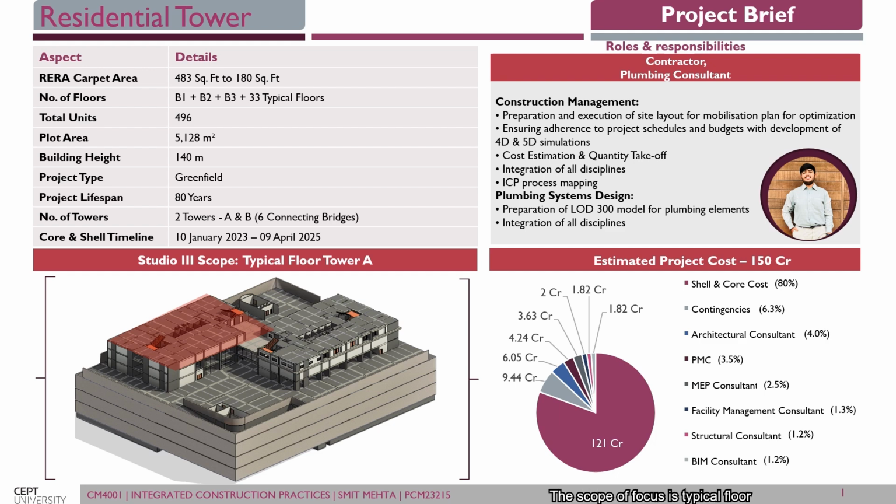The scope of work is the typical floor of Tower A. The estimated project cost is 150 crores, for which the shell and core cost is 80%, which is the highest, and the total cost of the project is 121 crore, including the main core and shell cost.